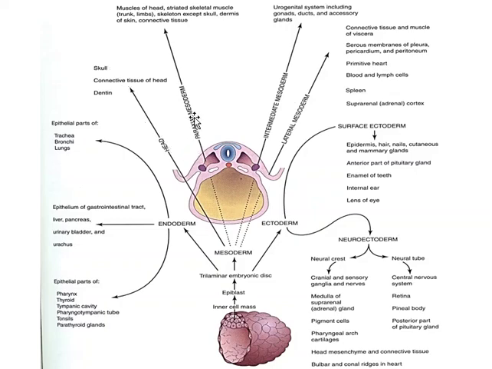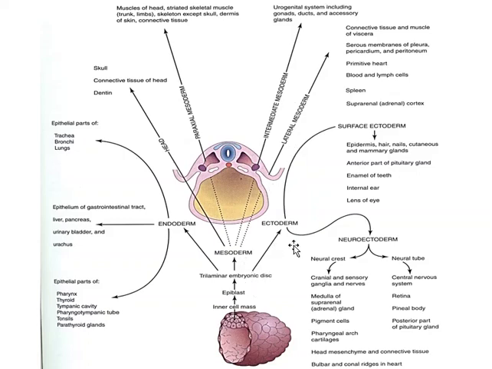Paraxial mesoderm contributes to muscles of the head, striated muscles of the trunk and limbs, skeleton except skull, and dermis of skin, and connective tissue. Intermediate mesoderm gives the urogenital system including gonads, ducts and accessory glands. Lateral plate mesoderm gives connective tissue and muscles of the viscera, serous membrane, pleura, pericardium, peritoneum, primitive heart, blood and lymph cells, spleen, suprarenal gland.